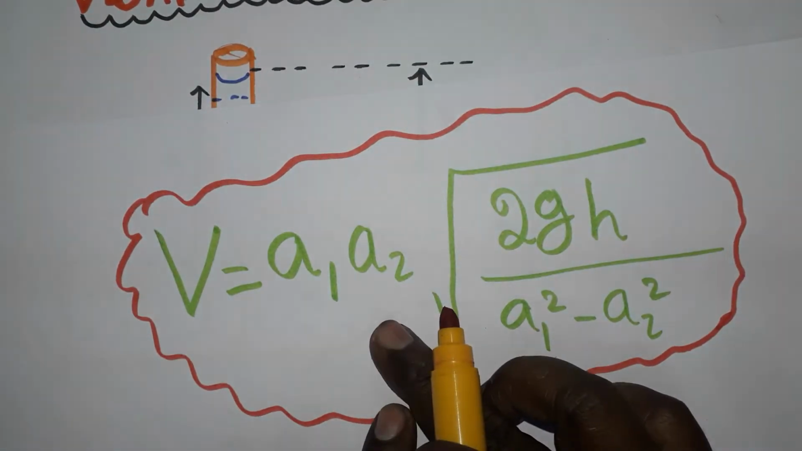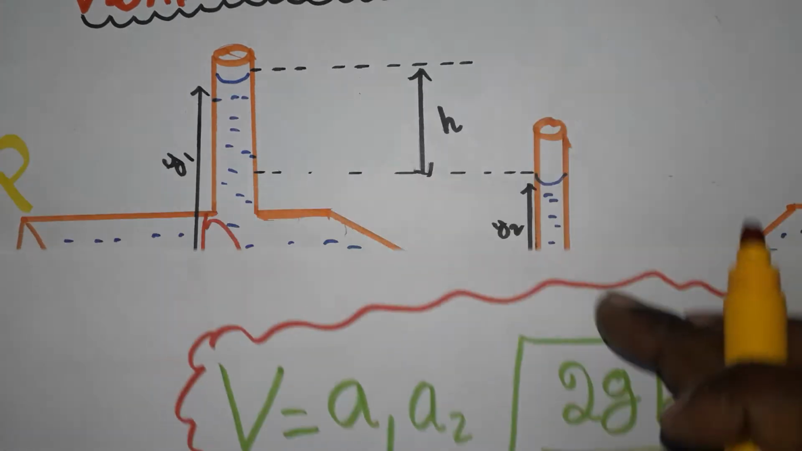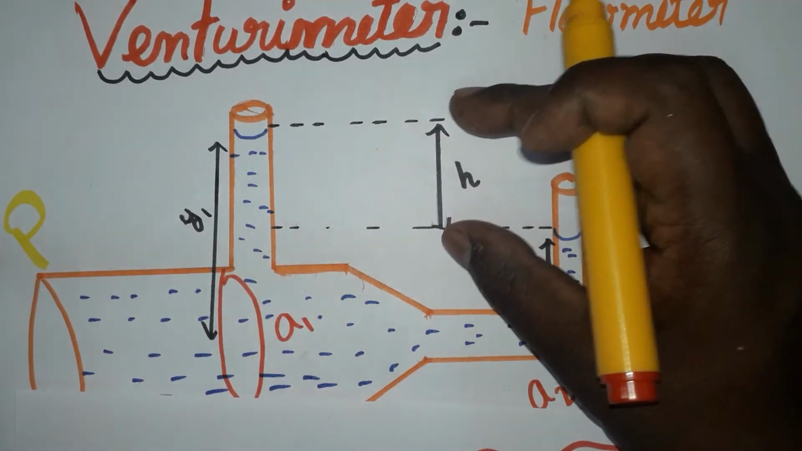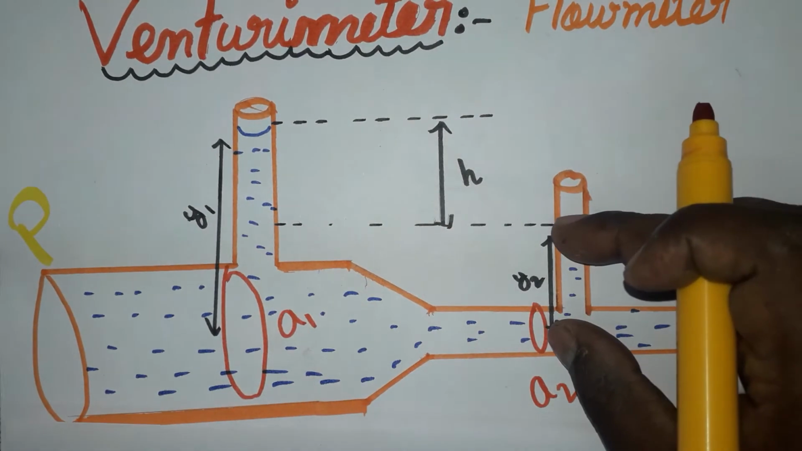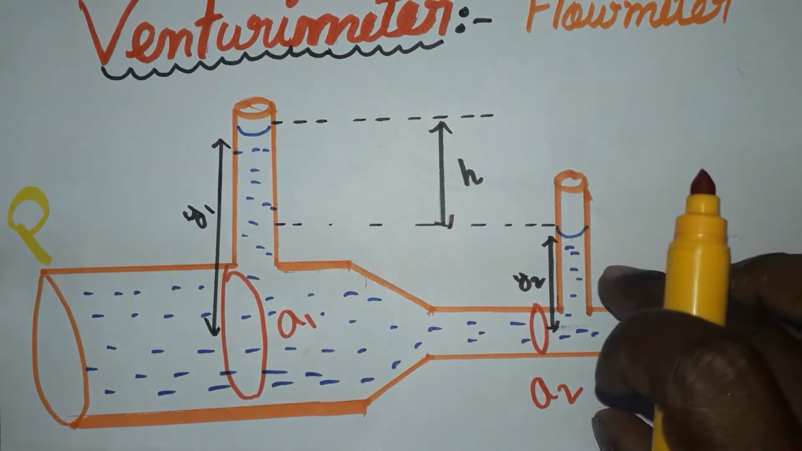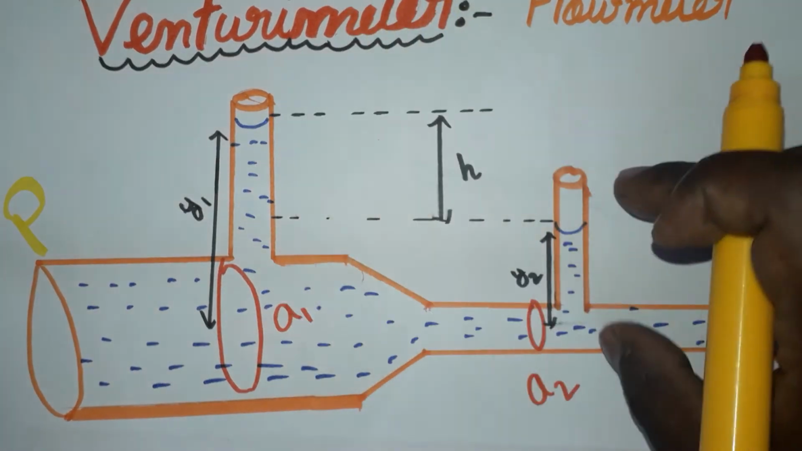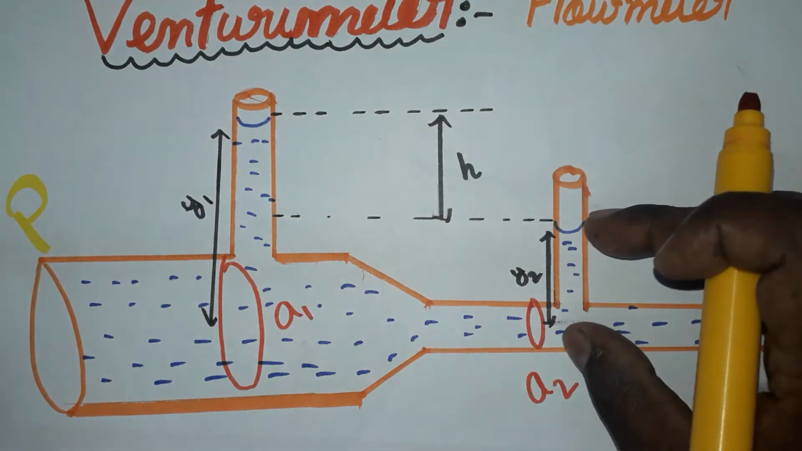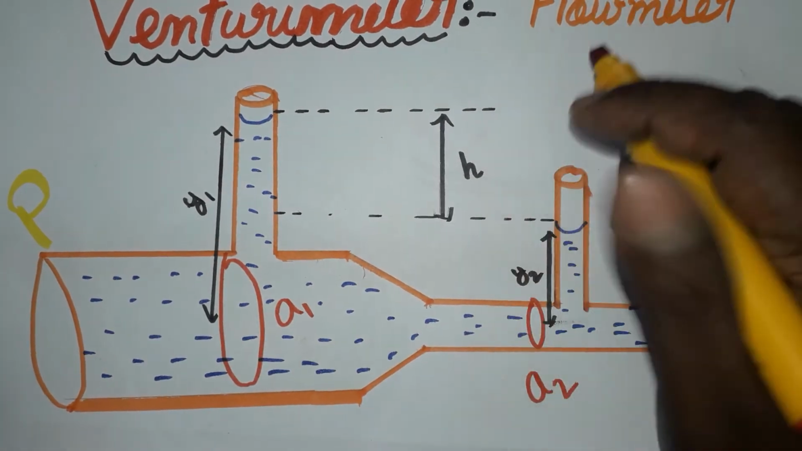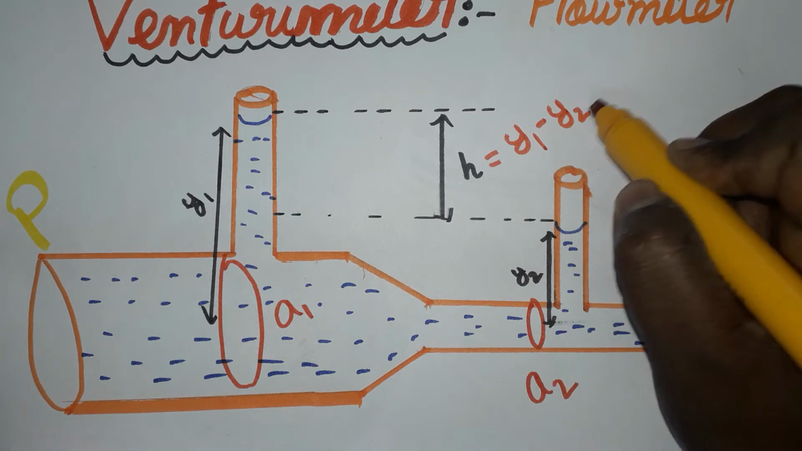So area 1, area 2, root of 2GH. H is the difference between the two heights here. So Y2 minus Y1 is equal to H. When the liquid is flowing through this pipe, here will be the smaller height, here will be the longer height. The difference between Y1 and Y2, we can take as H. H is equal to Y1 minus Y2, the difference between these two.